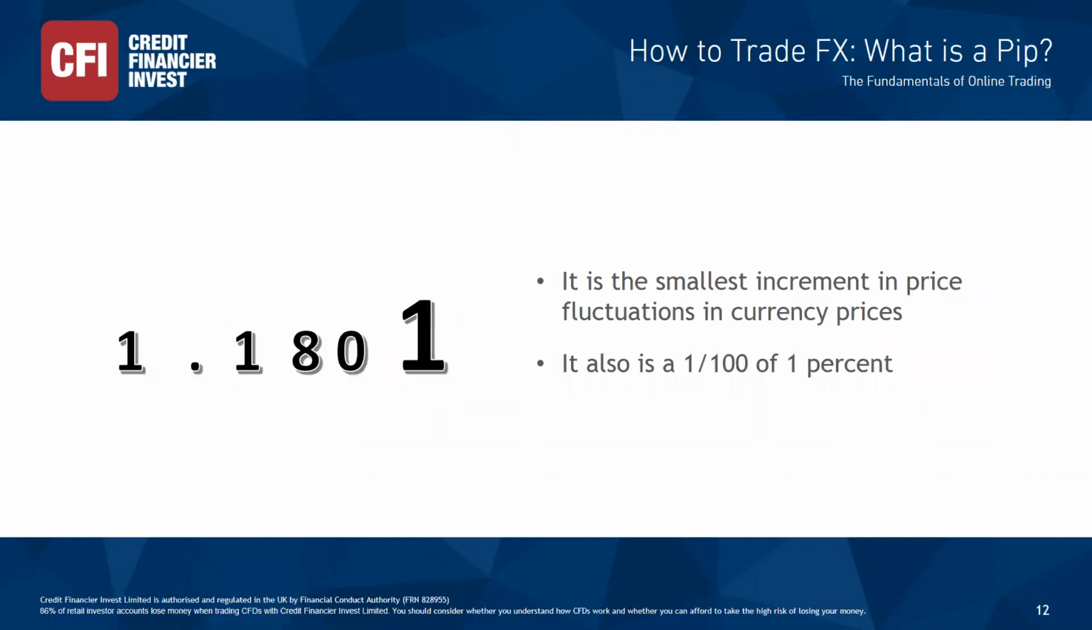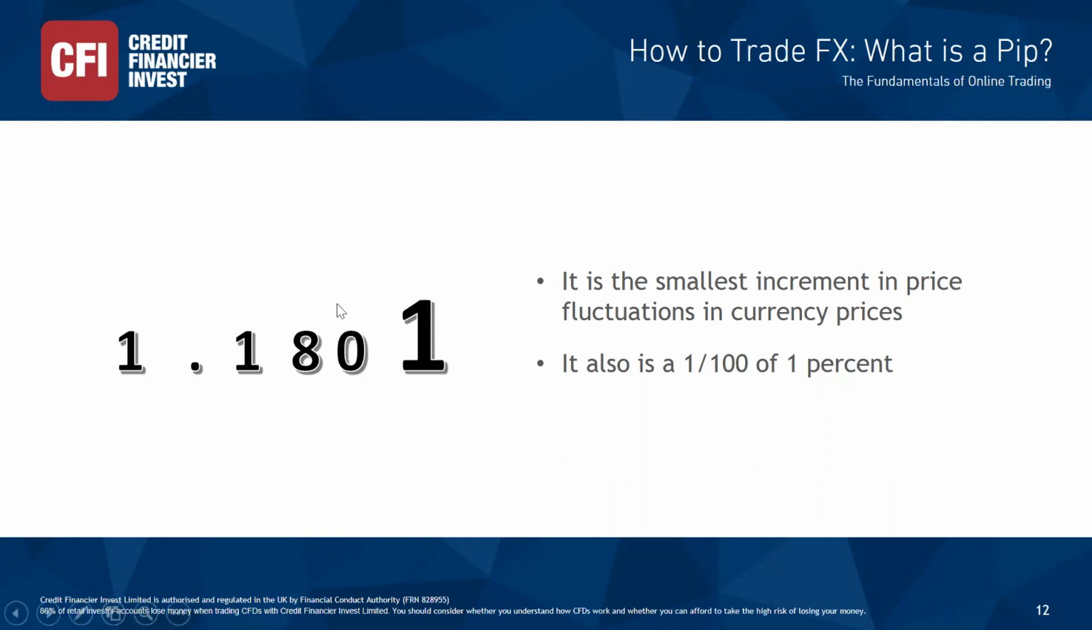So that is basically for the contract sizes. Now, if you guys can recall a little bit what I mentioned about 5 minutes ago, and the pip value, okay? So obviously you're probably wondering, well, what is a pip in the first place? So this is what it is. A pip is the smallest increment in price fluctuation in currency prices. It's also a hundredth of a percent, and it's the fourth decimal when you're looking at the prices, okay?